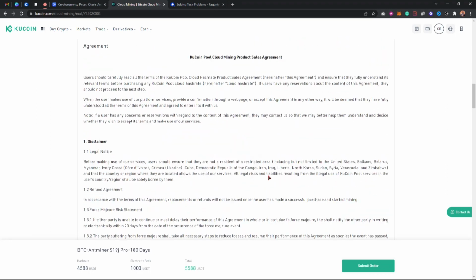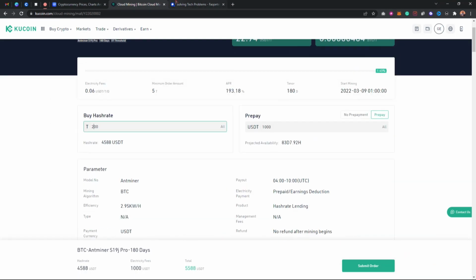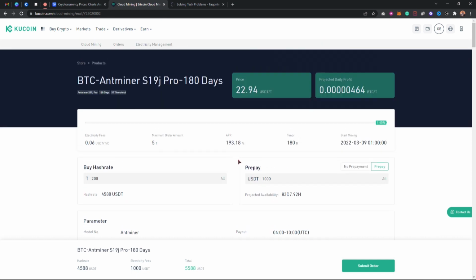Once you're done with that, you click on submit order, and once you submit the order, you have to go through the next page and the next page. So it's not that hard, guys. You can invest as low as about $100. I can buy 5 hash rates for almost $120, and I'm going to be able to keep mining for more than 180 days.